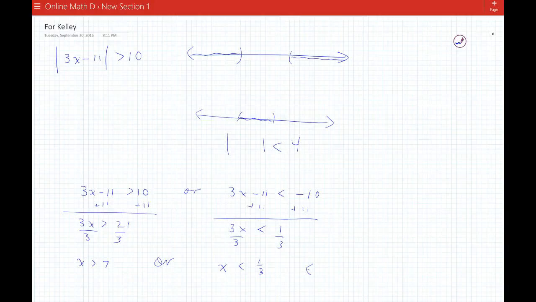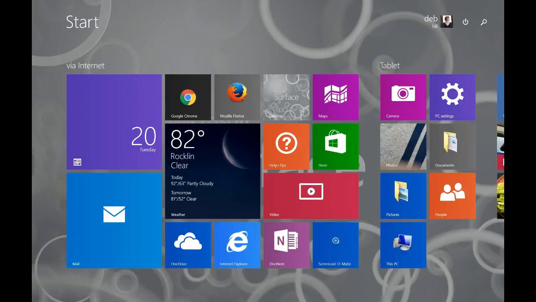Because it's the or, it's two pieces of the number line. So x is bigger than 7 or x is smaller than 1/3. So this is negative infinity to 1/3 union 7 to infinity. So that's the correct answer to the first one that you got incorrect.